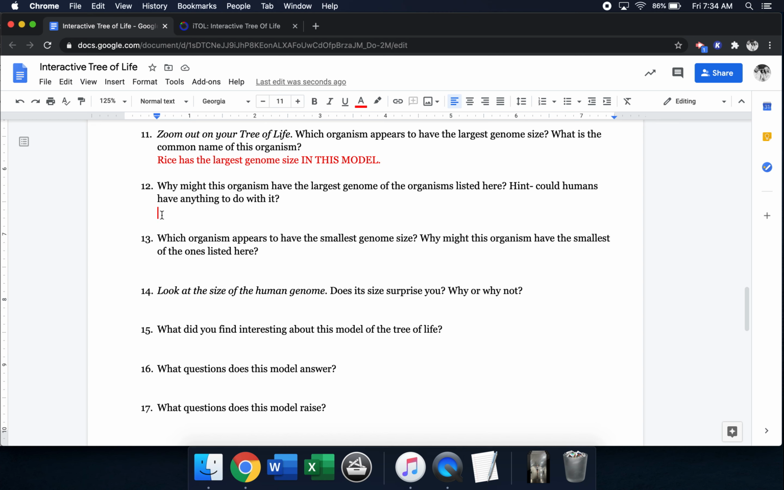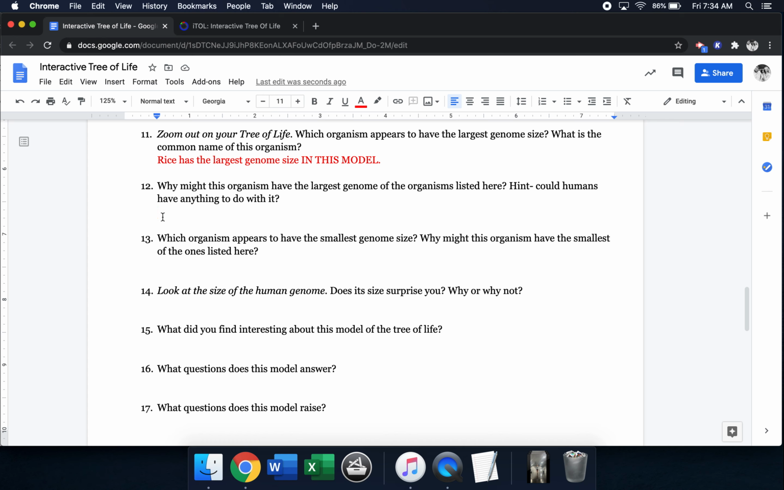All right, this one's a little tricky. Why might this organism have the largest genome size of the organisms listed here? And it says, hint, could humans have anything to do with it? I just want to think through. So what is rice used for? Rice is one of the biggest crops on the face of this earth that humans grow to eat and to use for other products. So because humans use it so much and because it's such a big part of the economy, humans want to make sure that the rice is exactly as they want it to be. They want to have the biggest rice, the strongest rice, the ones that are not going to get sick.